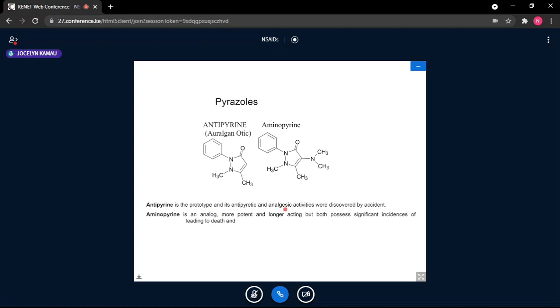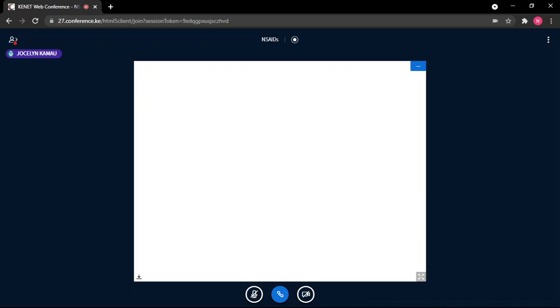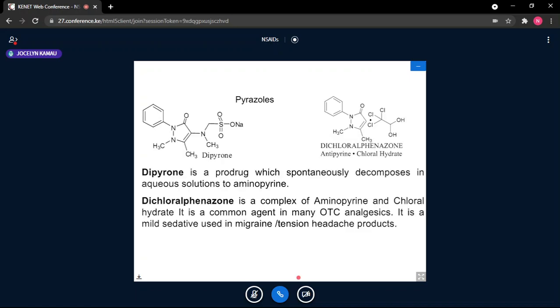What is agranulocytosis? These drugs cause blood disorders which can be fatal, namely agranulocytosis, and therefore they are not popular. They are not much used. In fact, in most countries they are banned, obsolete, or withdrawn from the markets because of that toxicity. So we have the antipyrine, the aminopyrine, and then the dipyrone.